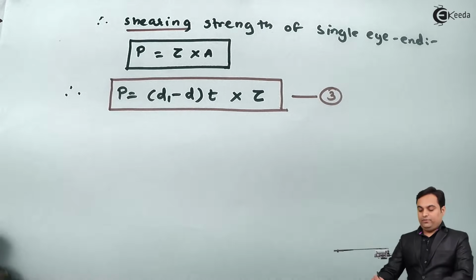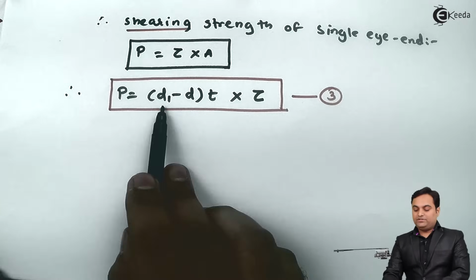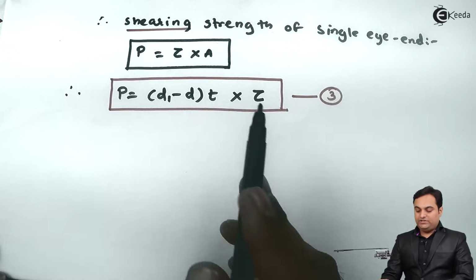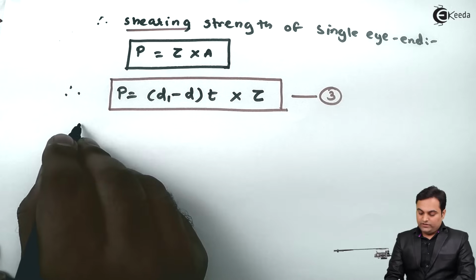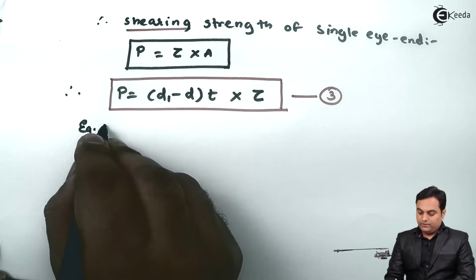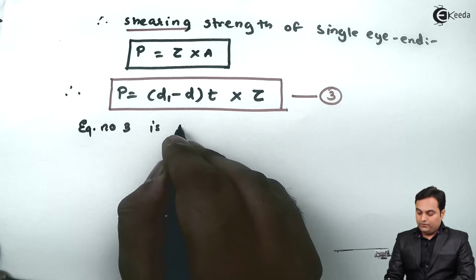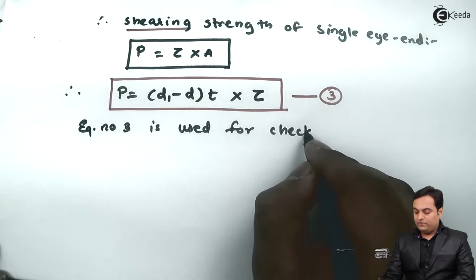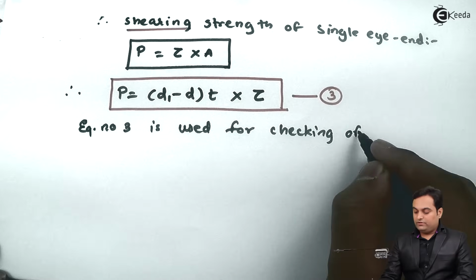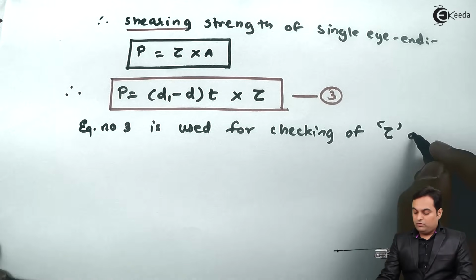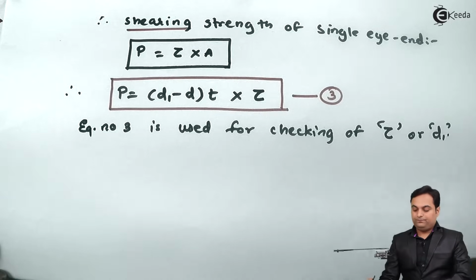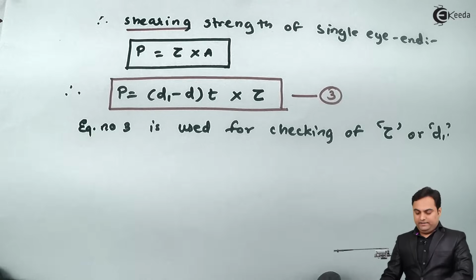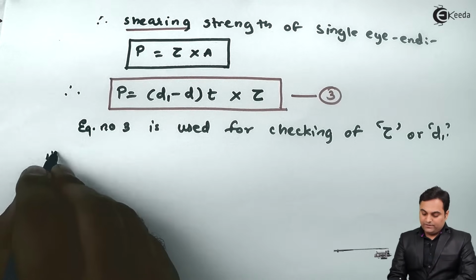So I can say that from equation number 3, either we can calculate the value of D1 or T, or we can check shear stress. So we can say that equation number 3 is used for checking of shear stress tau or D1. Now this was the shearing failure of single eye end. Next we will see crushing failure.